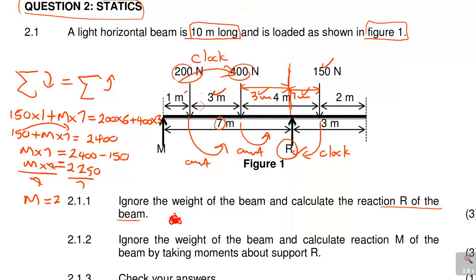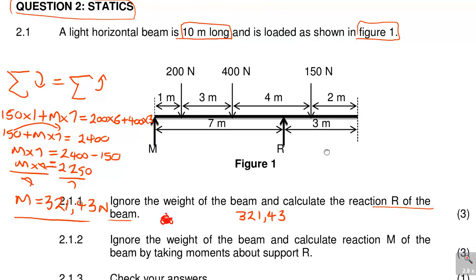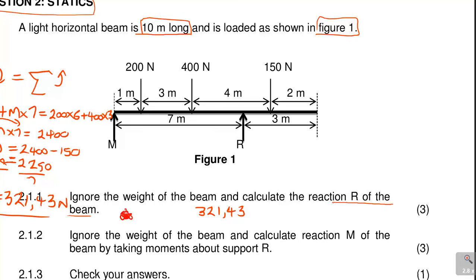That is in newtons. So I'm going to keep that one. The first one was the reaction r, so I'm going to write it here, the reaction m is 321,43. All right. So now let us look at the other one. I'm not going to erase that, just to keep my working.